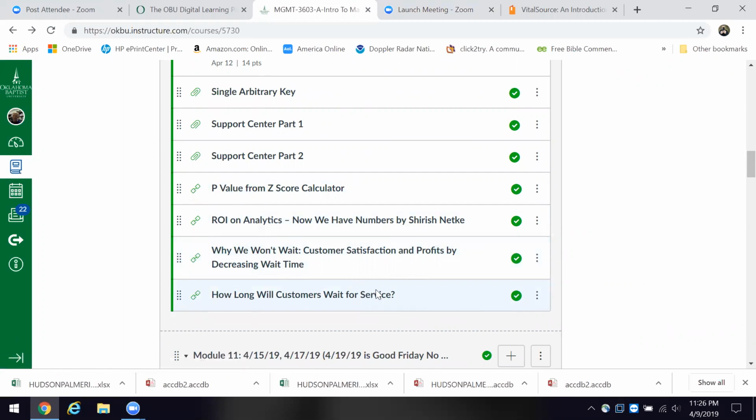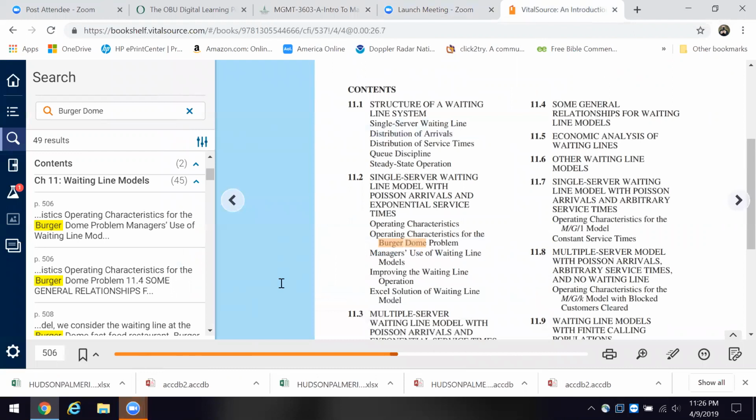And the Burger Dome case, also known as single, is over here in Chapter 11 in the Anderson text. You'll see I've done a search on it. That's the nice part about this digital text, I can just do a search. Here we've looked at the structure of a waiting line system. We've covered some of that. This is a single server waiting line with Poisson arrivals and exponential service times. And the Burger Dome case is called single. It's there in the Chapter 11 file.